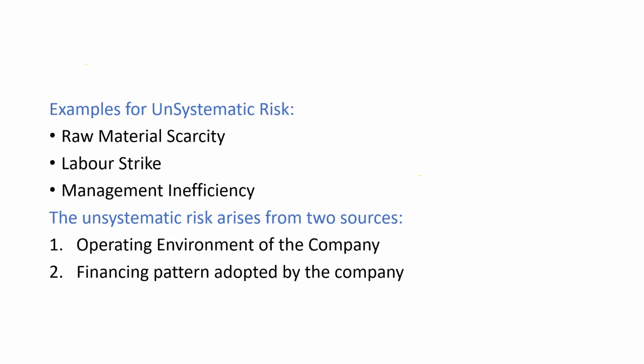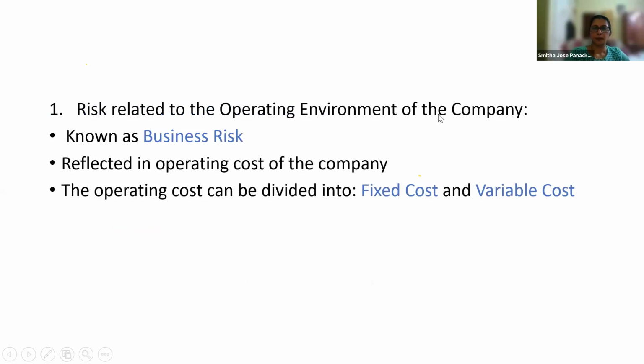Okay, ma'am. Okay, then let us go to the next slide. I told you the unsystematic risk is due to two things, the operating environment as well as the financing pattern. The risk related to operating environment is also known as business risk. And as we discussed, we have two kinds of cost: fixed cost and variable cost. And the business risk or the operating risk arises because we keep fixed costs at a higher level.